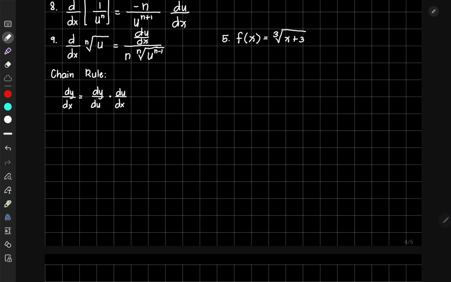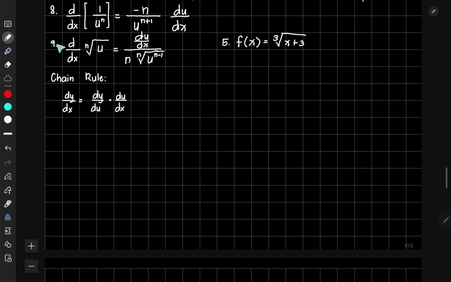Okay, so last example. We have example number 5. F of x is equal to cube root of x plus 3. So, one thing lang, reminder lang, magagamit nyo lang tong rule number 9 if yung exponent natin dito sa u is only 1. Kung greater than 1 na to, you will use yung power rule na lang.